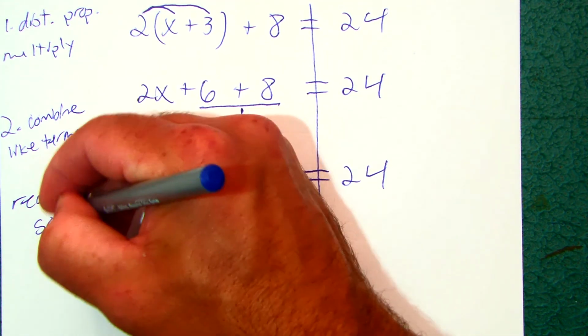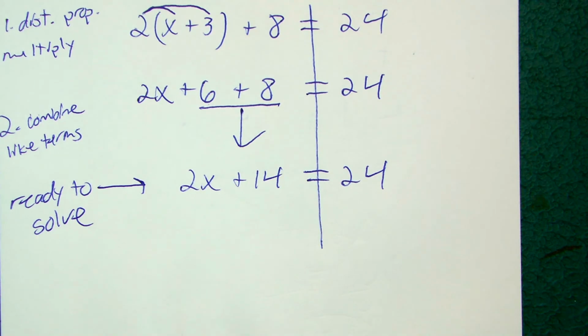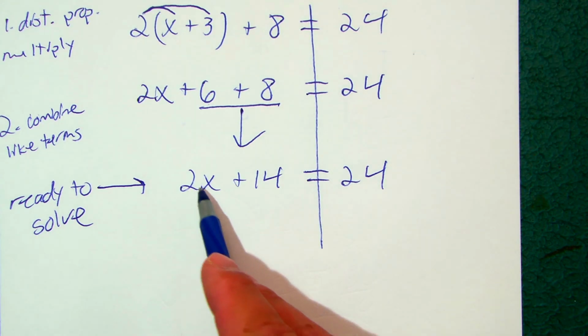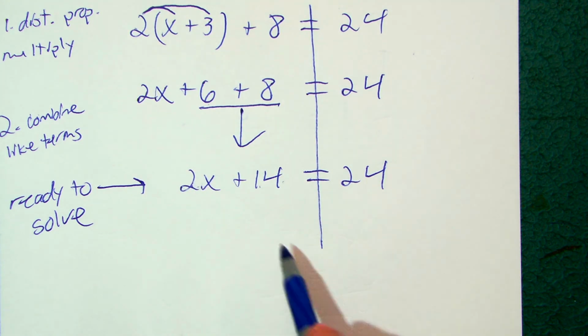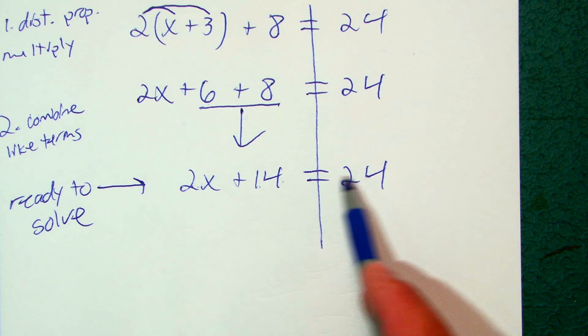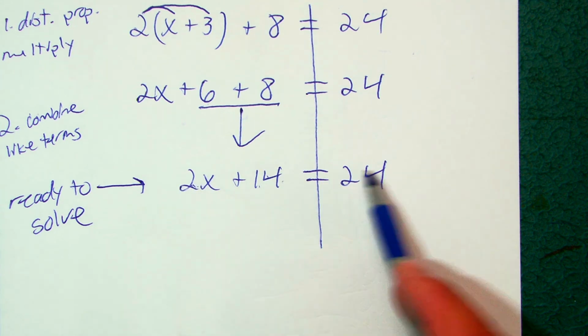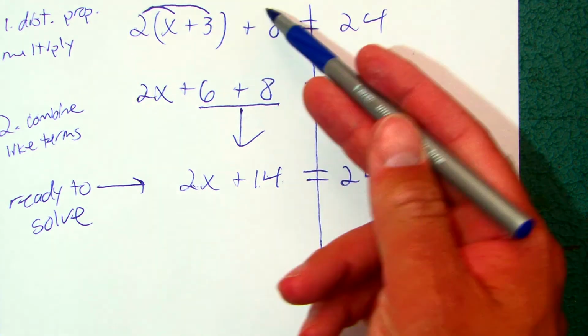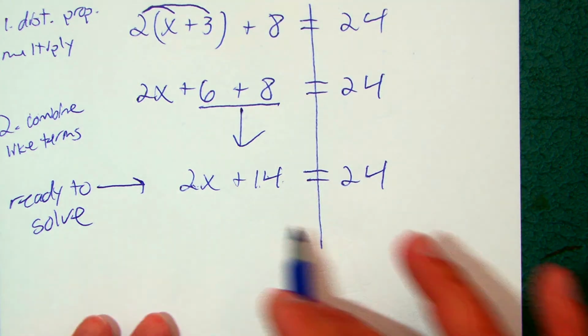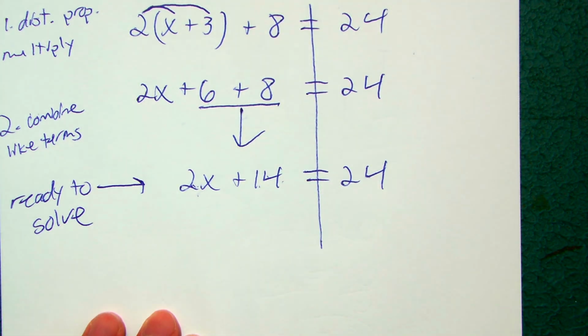So as we move forward here, you want to get it down to, most of the time, x and a constant, or a variable and a constant, kind of a coefficient. No one really cares about that. But this is ready to solve. Variable constant equals a constant. This is ready to go. We got rid of the parentheses. We got rid of like terms. We got this thing cleaned up. This is nice and clean and ready to go.